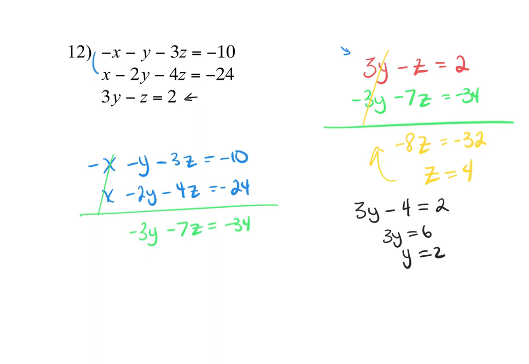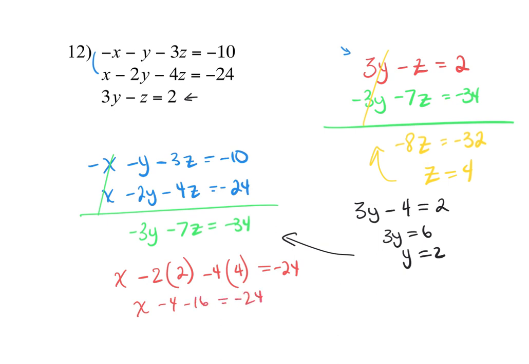I'm going to take both of those and plug it into one of my other equations over here to get my x. So if I take that bottom one, x minus 2 times my y, which I now know is 2, minus 4 times my z, which I know is 4, equals negative 24. And then I'm just doing basic calculation here.